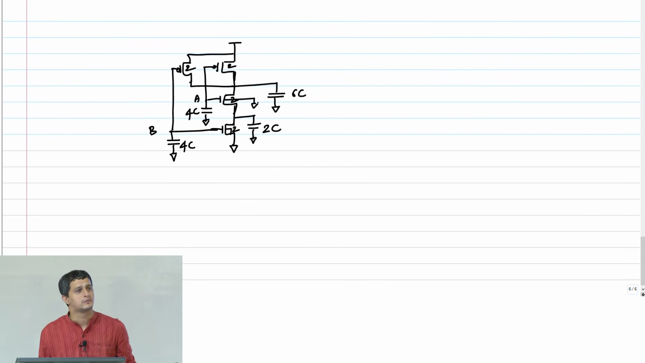Any other questions? Yes, you can bring it as close as you can. Effectively, it will be like one diffusion. That's all. You try it in the layout and see, and you'll know.